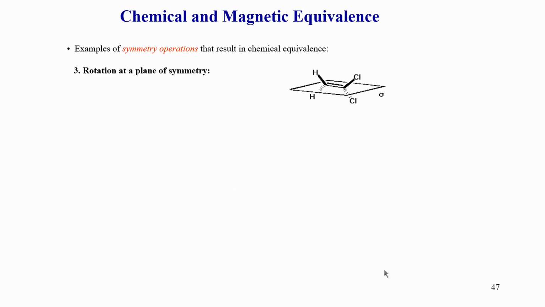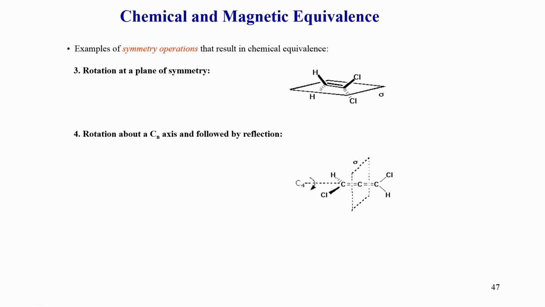Now, you can look at more examples. This is another case where there is a mirror, a plane of symmetry, not an axis of symmetry. If you look at this plane of symmetry, these 2 hydrogens are mirror images, therefore they are identical, they are equivalent. That will not change whether I take this hydrogen here or here, the structure will not change. So, this is another example. We can keep having different examples.